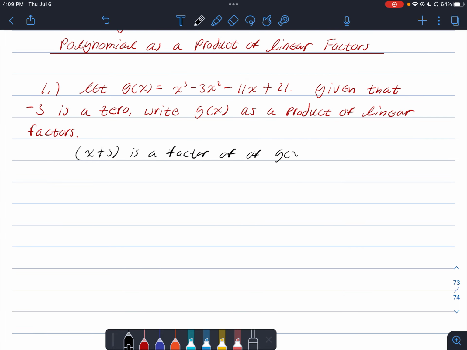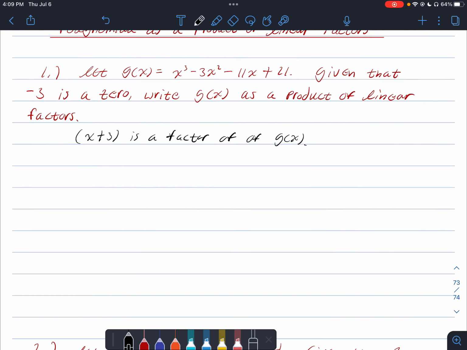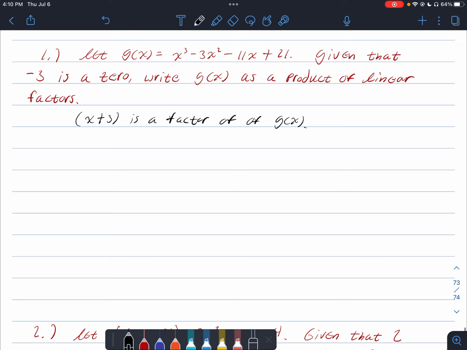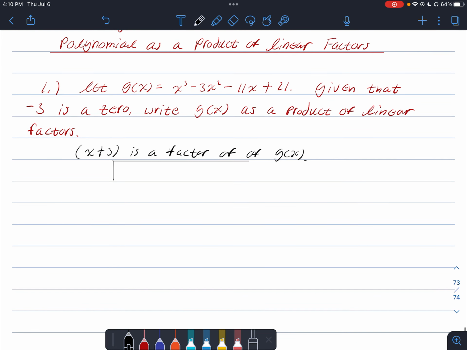of g of x. Okay, so what we can do now is we can use our previous knowledge to see if we can find the quotient of this if we divide this polynomial using synthetic division by negative 3. All right, so let's go ahead and do that. So we can set it up like so. We take the coefficients. Here we're going to have 1, negative 3, negative 11, and 21.